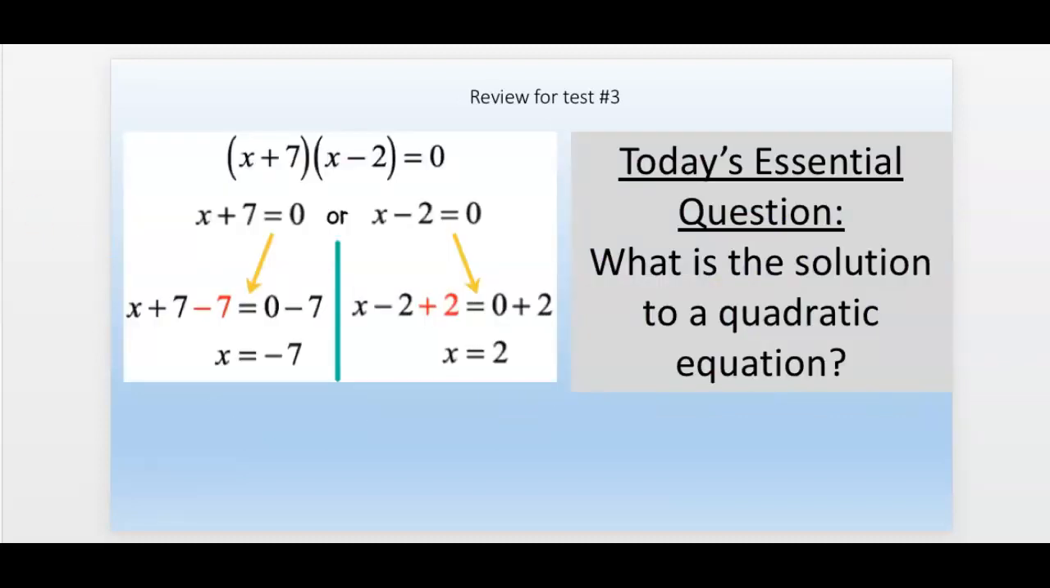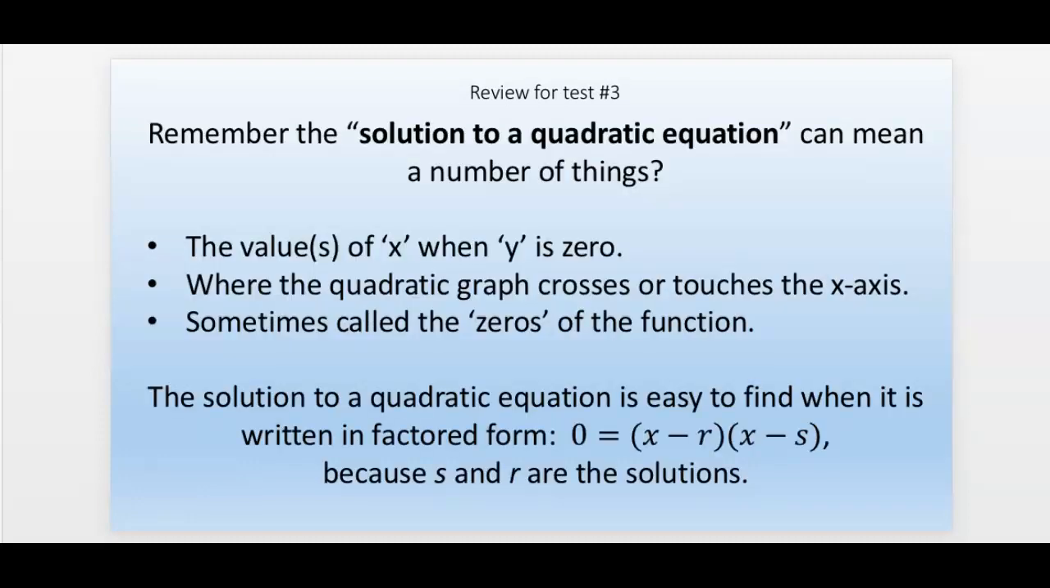And the essential question, what's the solution to a quadratic equation? What is the value of x when the function is 0, when y is 0? Remember, guys, the solution to a quadratic equation means a number of different things. Again, the value or values of x when y is 0. It's where the quadratic graph, when you graph it, touches or crosses the x-axis. Because that's where y is 0. It's sometimes called the zeros of the function.